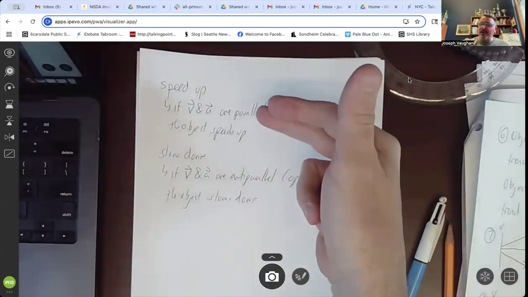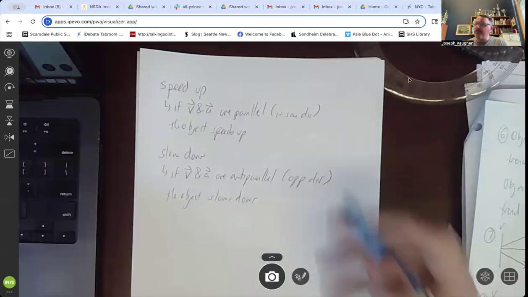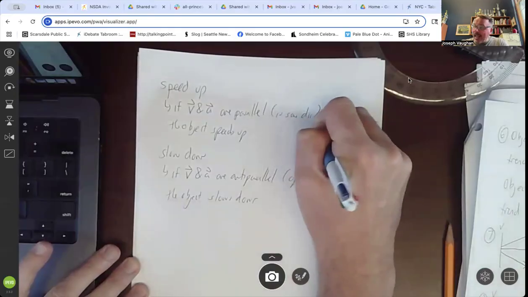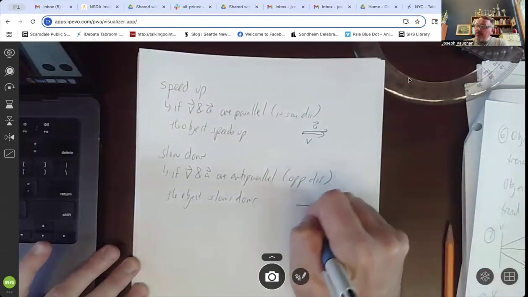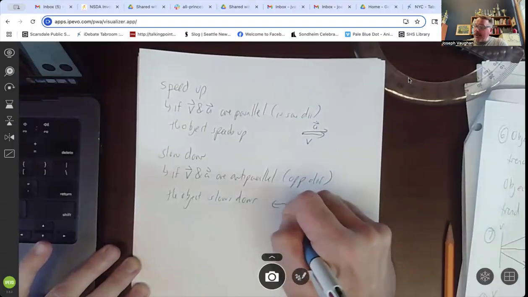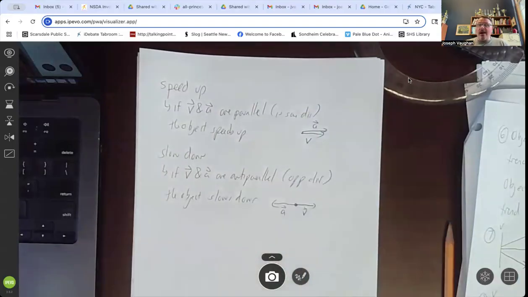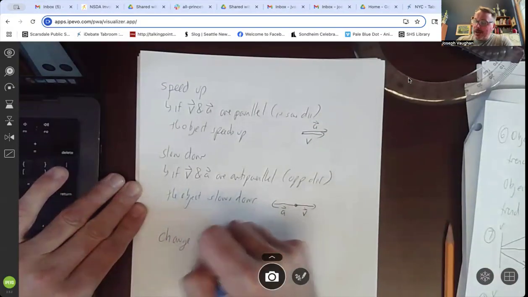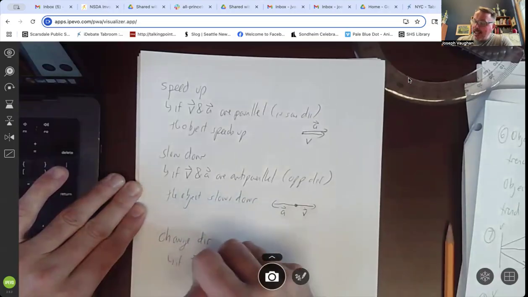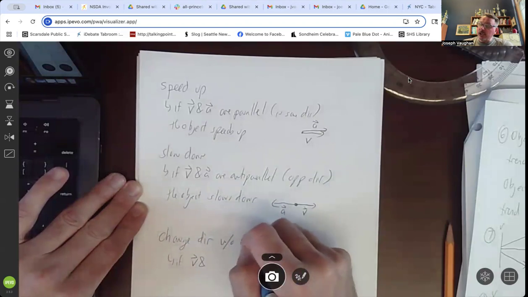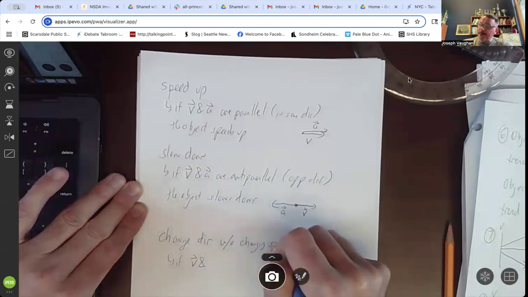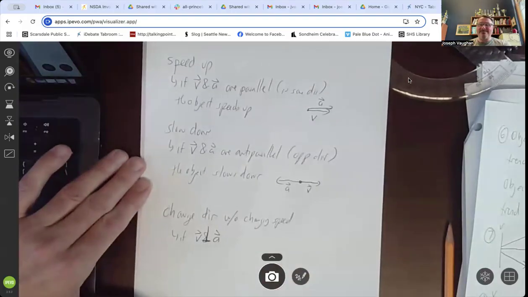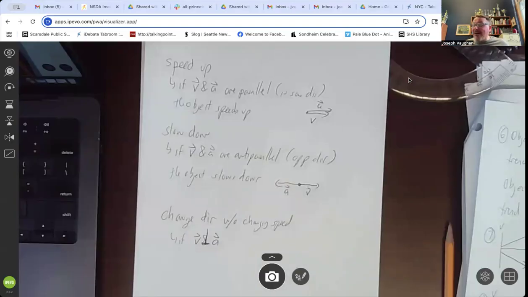Well, here, if the vectors are parallel, I speed up. If the vectors are anti-parallel, so let me just draw this. So there's V and A drawn concurrently. Here's V and A drawn concurrently, but in opposite directions. When do you think I change direction? Well, hopefully you figured out I change direction, or how about this, change direction without changing speed, when V is perpendicular to A. Because that's the only other option we can have.